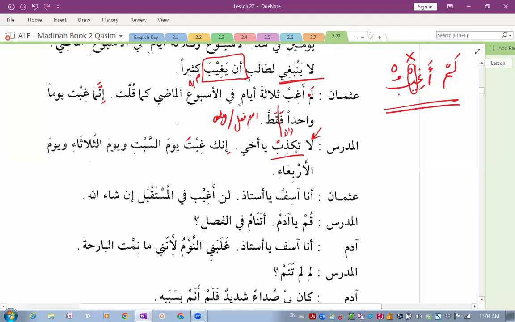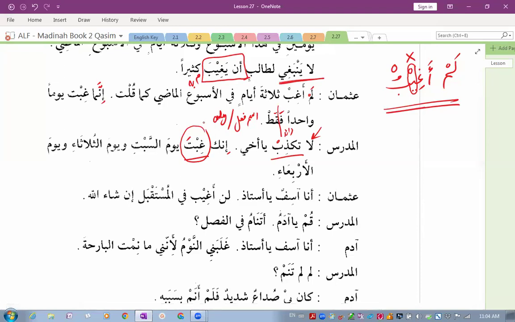Innaka ghibta, so ghaba yaghibu. So from there ghibta, that's important. Ghaba, ghabu, ghabat, ghabata, ghibna, ghibta, ghibtuma, ghibtum. That's the important part to be able to conjugate it, inshallah.